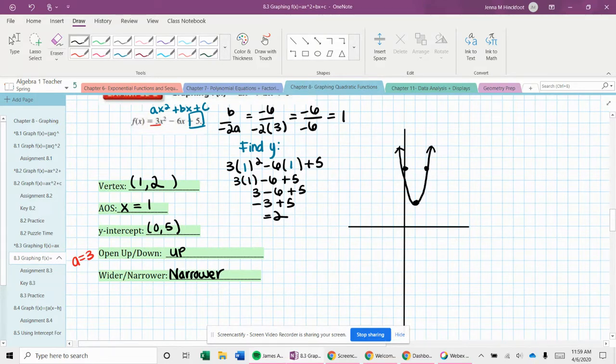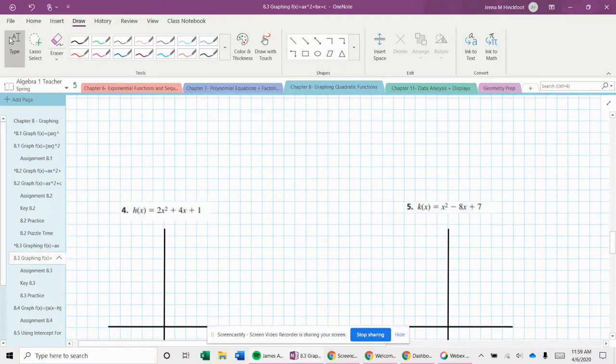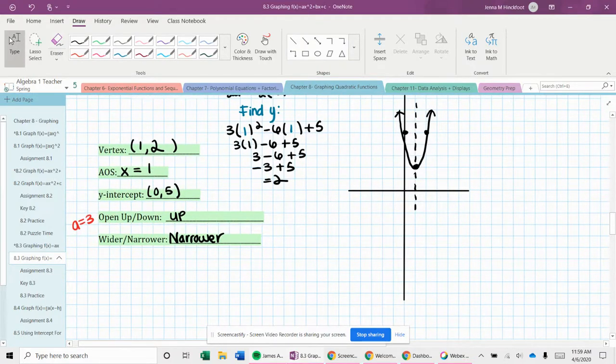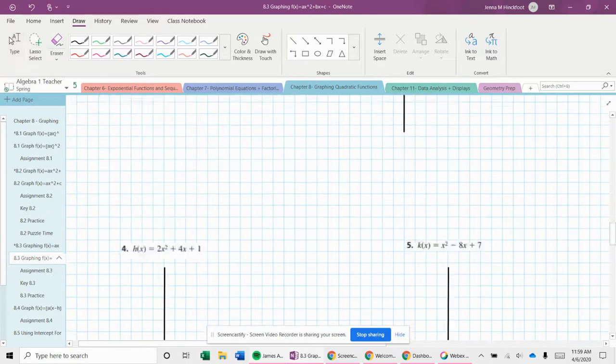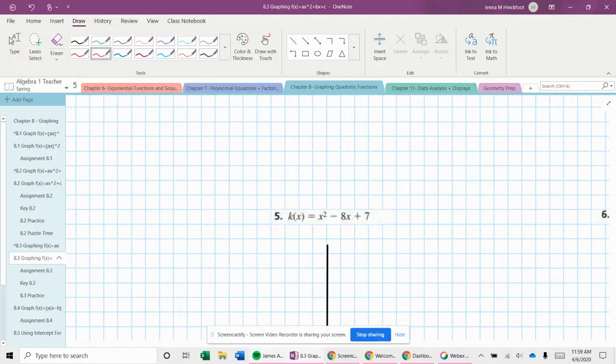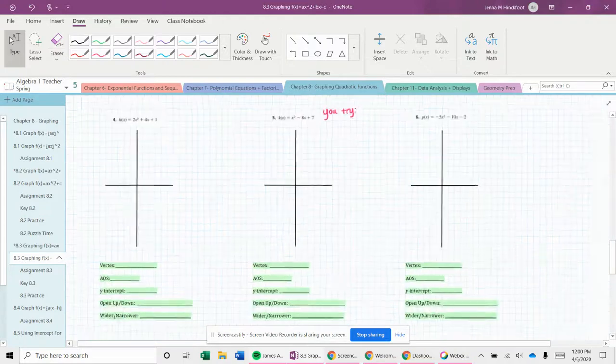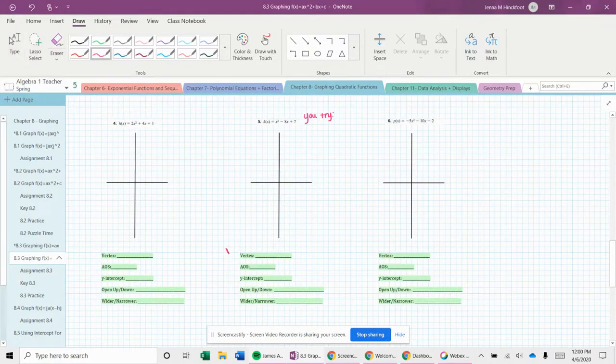And you always want to graph your AOS. So remember that's the middle, which we said was x equals 1. And that's just a dashed line up and down. And that's just how you would graph that. Okay, so I want you to practice one of these. You're just straight up answering the vertex, AOS, y-intercept, opens up or down, wider or narrower. I want you to try this one. You're telling me the same thing. So go ahead and pause this video and try that.